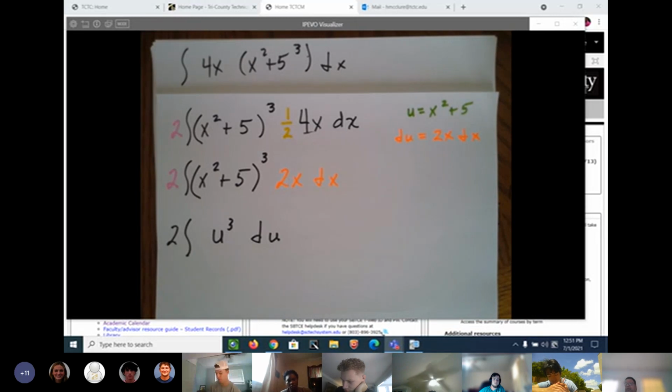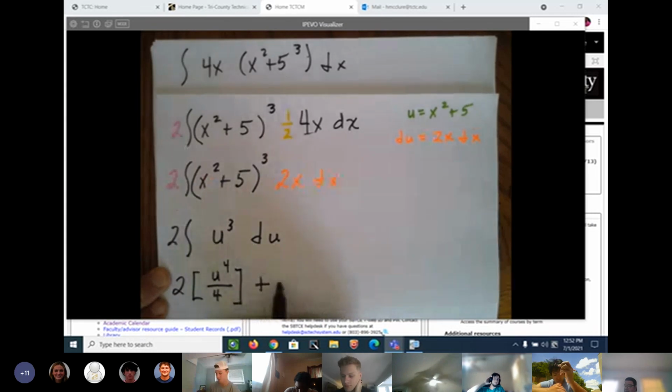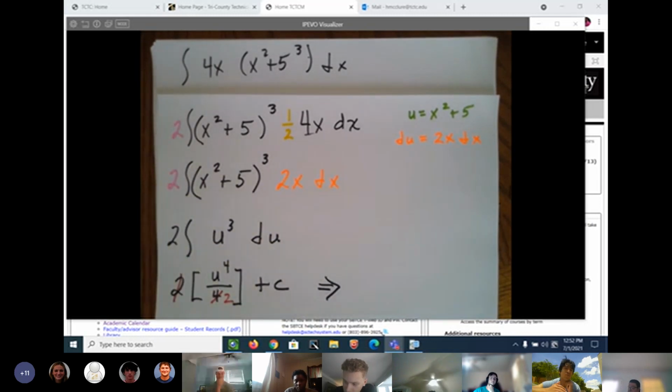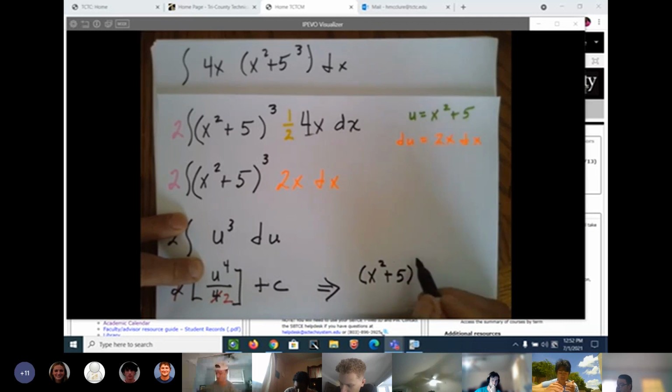So what is the antiderivative of u to the third? x squared plus 5 to the fourth over 4. Now I'm going to plug that in. I'm going to plug in u to the 4th, or whatever u is. And 2 over 4 cancels to what? That cancels to a 2 in the denominator. So my final answer is (x squared plus 5) to the 4th power over 2 plus c.